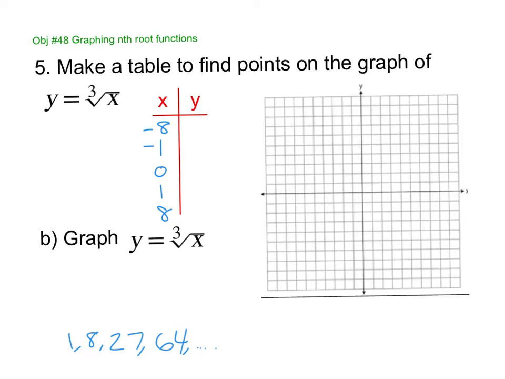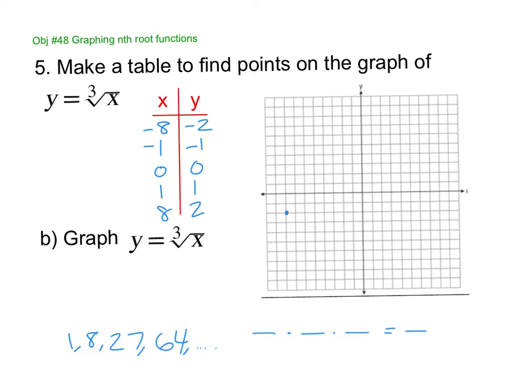Because you can take a cubed root, right? A negative times a negative times a negative is a negative. So you can have negatives here. Right? The cubed root of negative 8 is negative 2. The cubed root of negative 1 is negative 1, 0, 1, and then 2. So those are our 5 points. So plot those and see what this looks like.